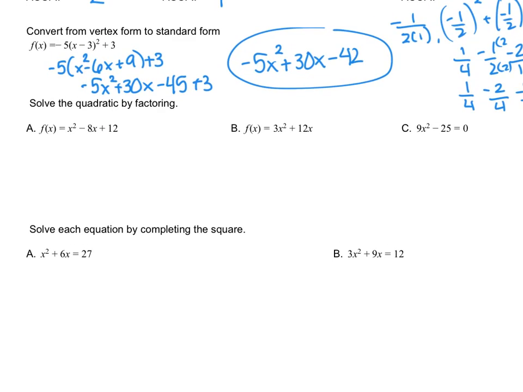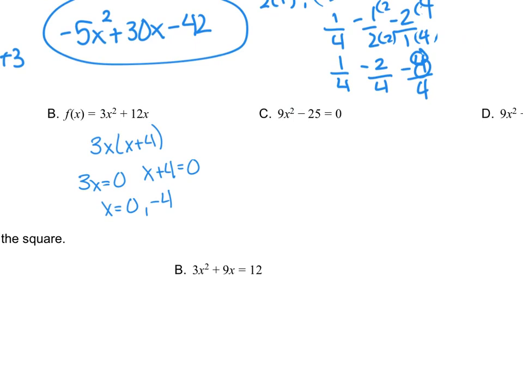All right, solve by factoring. So we have (x minus 6)(x minus 2), x equals 6 and 2. Here we're going to take a 3x out. We have 3x times (x plus 4). We set 3x equal to 0, x plus 4 equal to 0, x equals 0 and -4. See, this is difference of perfect squares. So (3x minus 5)(3x plus 5). We set both of those equal to 0. We get 5/3 and -5/3.